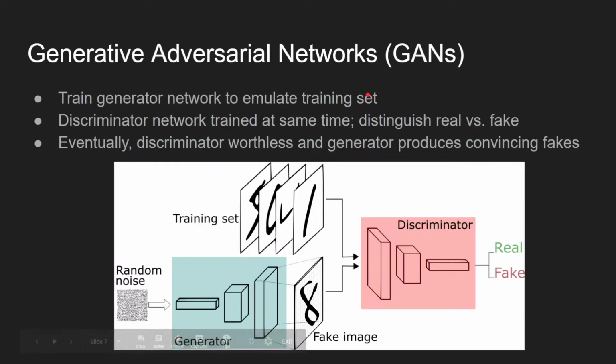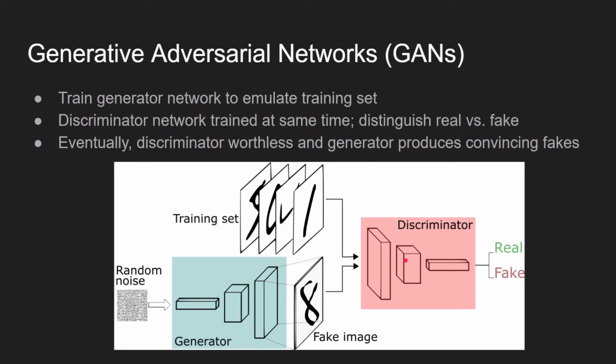GANs work by training two separate networks simultaneously, a generator and a discriminator. The purpose of the generator is to take some number of random noise variables as input and generate an output that has the same size and shape as members of some training set of real examples. The goal of the discriminator is to distinguish the real examples from the fake examples. At first, both the generator and the discriminator are bad, and so neither of them will do a very good job.